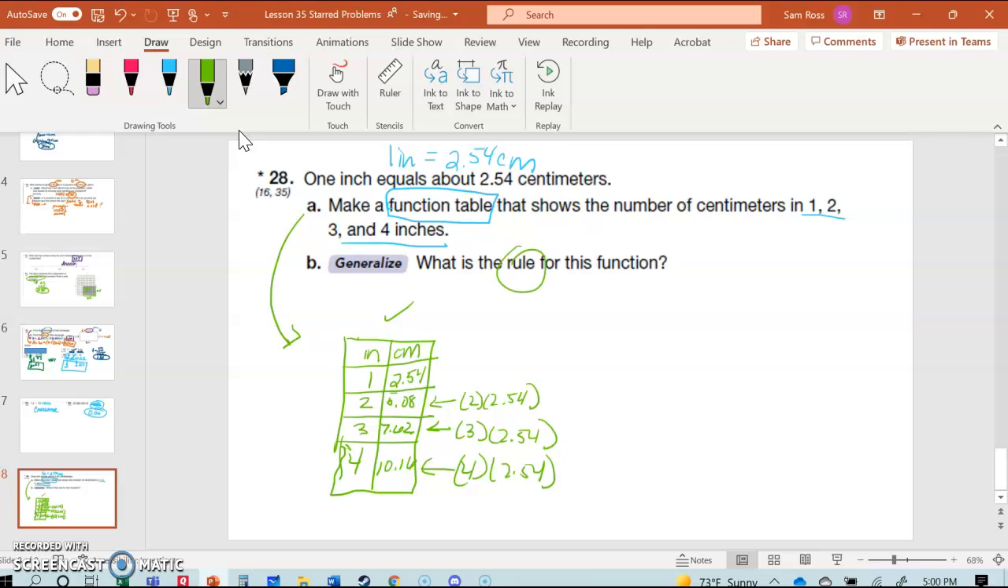Okay, so I did my function table. And what's the rule? Well, I multiply inches by 2.54. Okay. I think that's the last one.